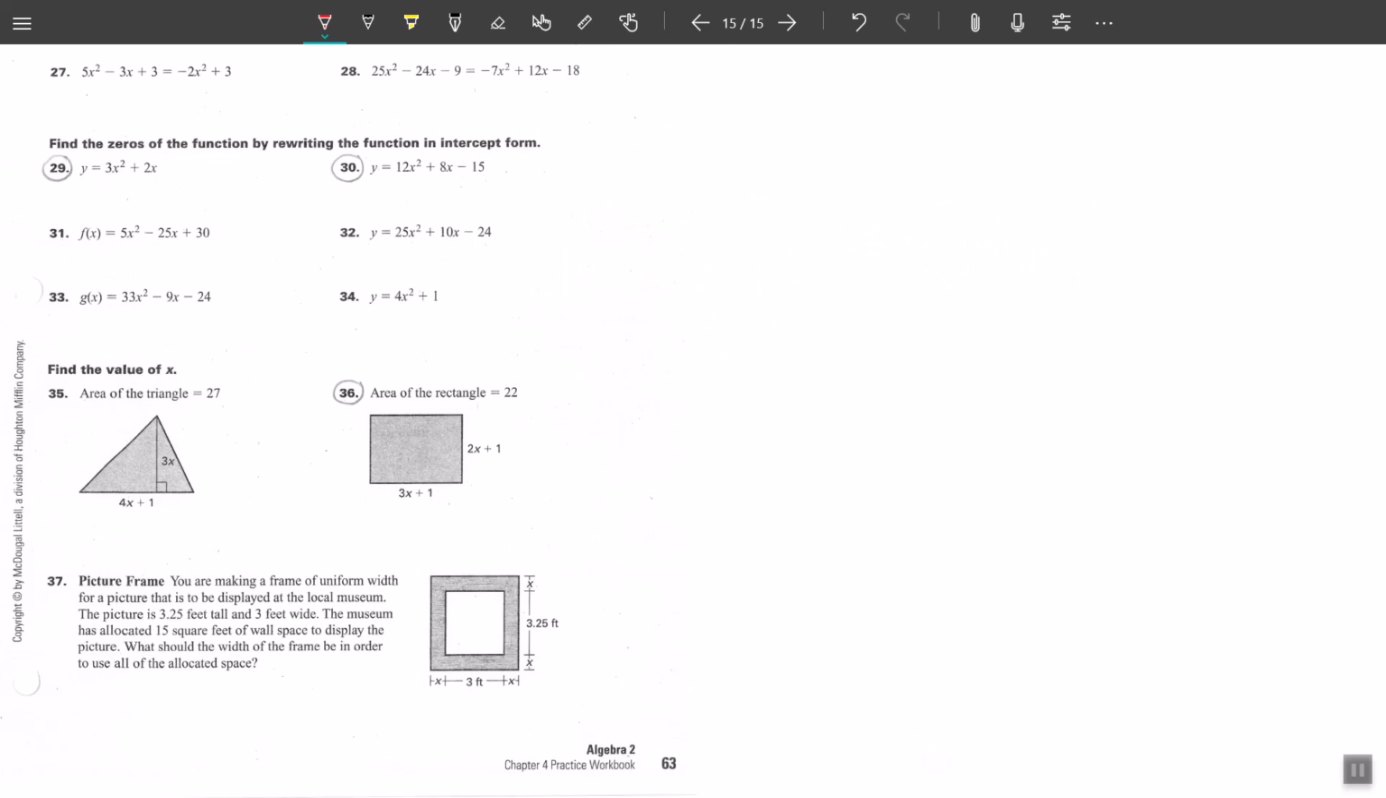On number 30, again, we're setting this equal to 0 so that we can find the zeros, meaning find our x when our y is 0. Again, putting it in intercept form, we're going to factor it. So now we have a quadratic. I'm just going to rewrite it out here. We have a quadratic equation that does not have an a of 1, so we're going to follow our steps. We'll take a and multiply it by c. So 12 times negative 15 is going to give us negative 180.